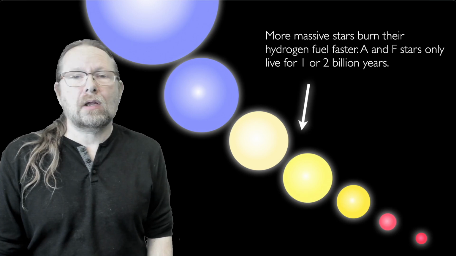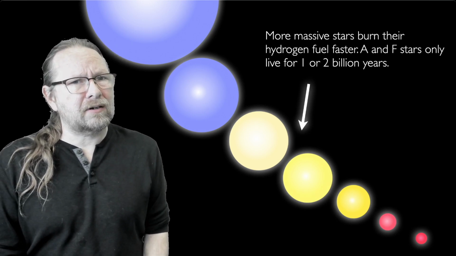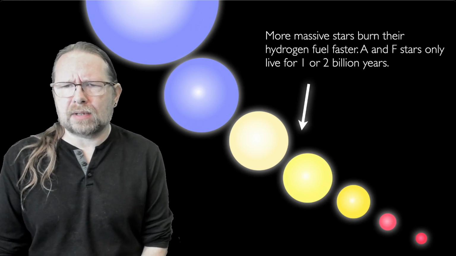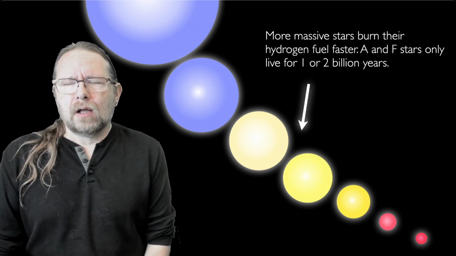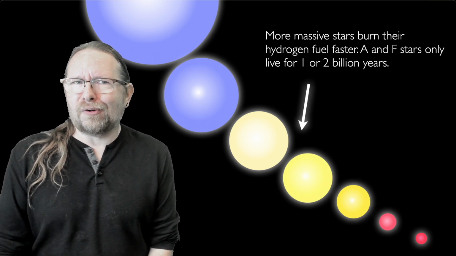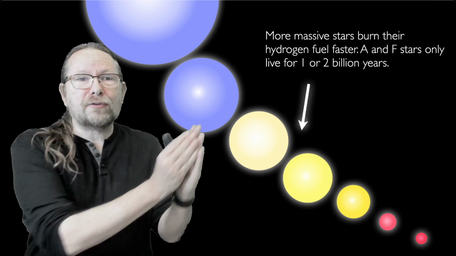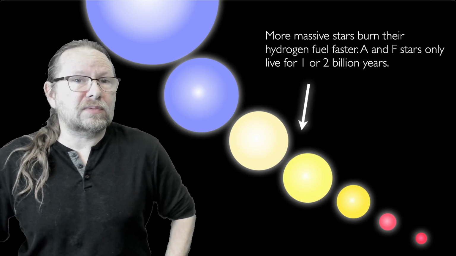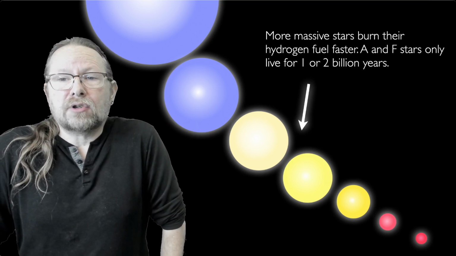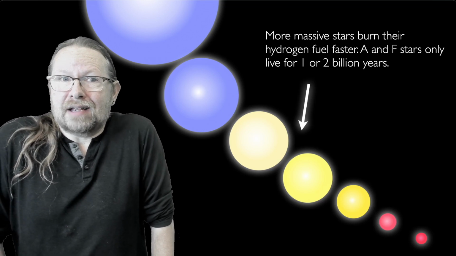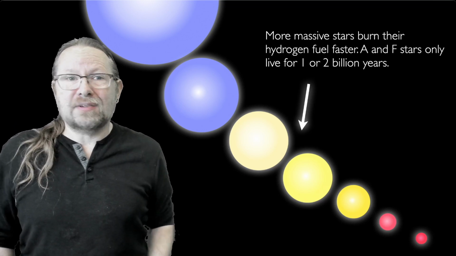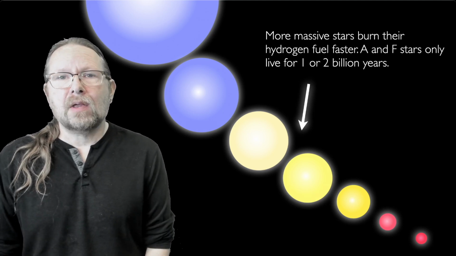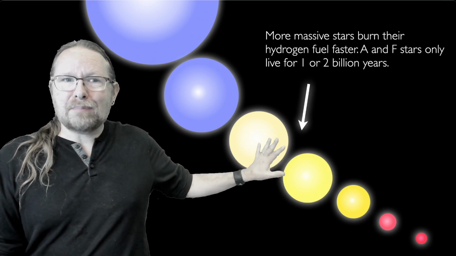An A or an F-type star might only live as a main sequence hydrogen-burning star for 1 or 2 billion years. Remember, if you think about life on Earth, and we talked about this very early on in the course, and maybe a few times since then, life on Earth didn't do a whole lot for the first 2 billion years. The first 2 billion years of life on the Earth, there was nothing but single-celled organisms living in the ocean.